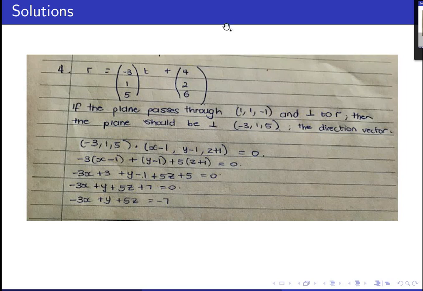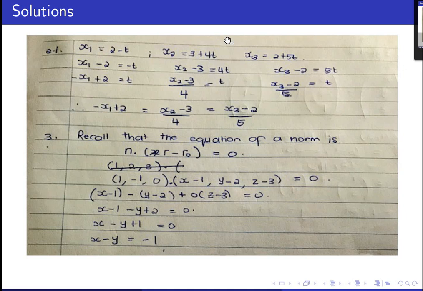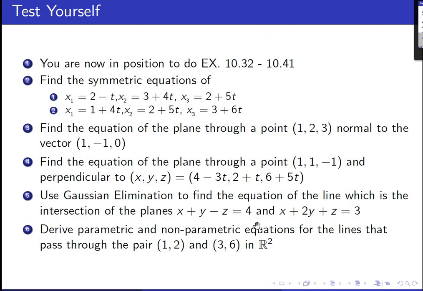So we need to go back to number 5 to see the description of the question. Use Gaussian elimination to find the equation of the line, which is the intersection of the planes x + y - z = 4 and x + 2y + z = 3.